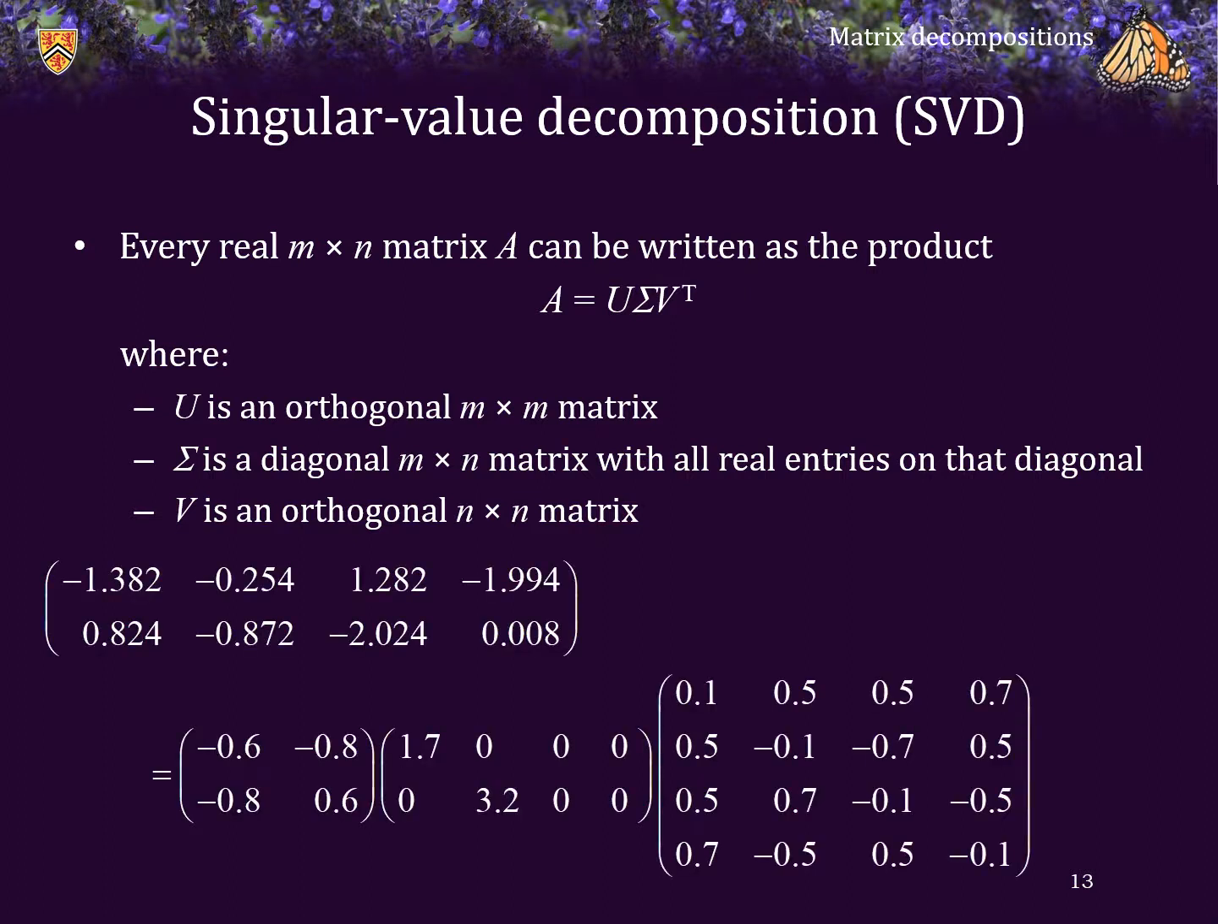Here's again an example. U is 2 by 2, sigma is 2 by 4, with entries 1.7 and 3.2 on the diagonal, and V is 4 by 4, and I've taken the transpose and shown it there.